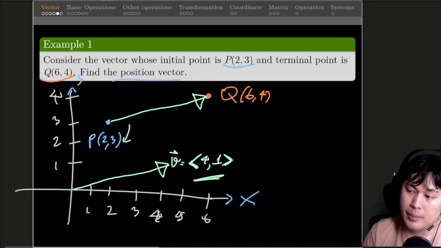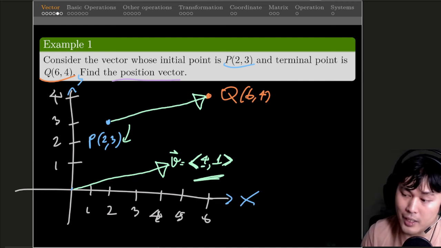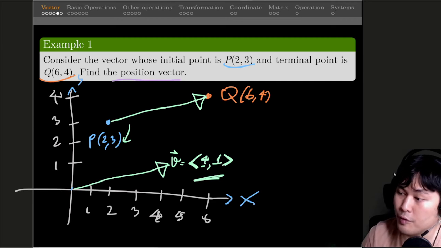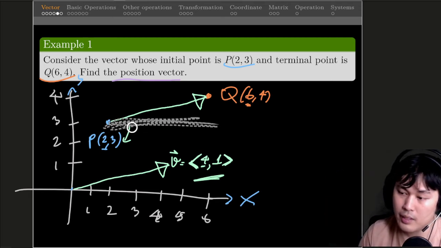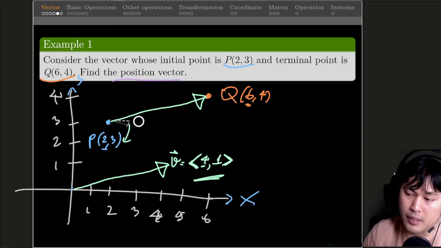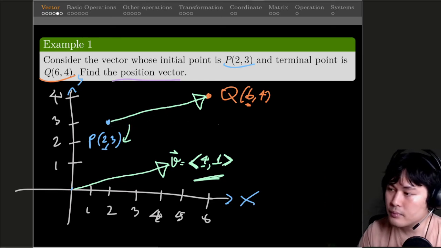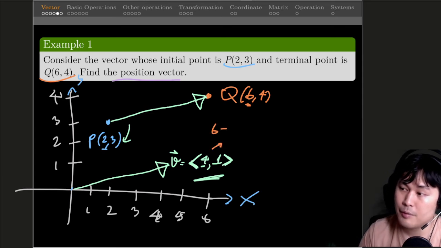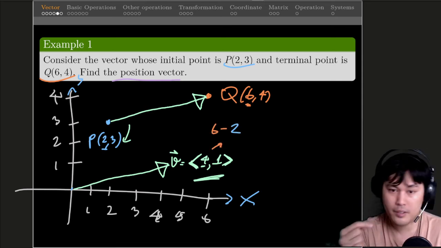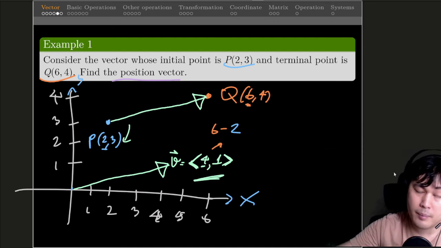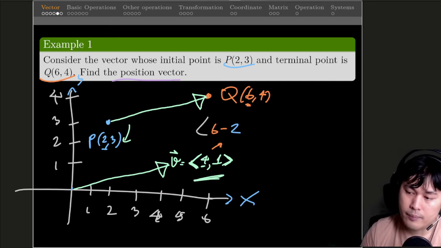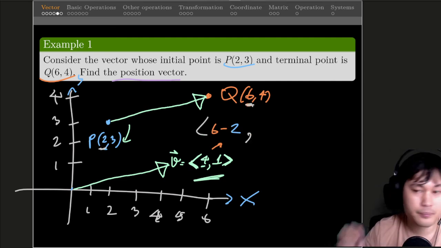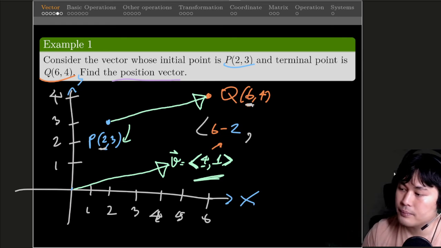But then if you ask how to compute, how did you get a 4 from the image? The 4 is from the first coordinate. If you move from 2 to 6, and then I ask you how many steps you move, you can see that 4 comes from 6 minus 2. Use the x coordinate of the terminal point, and subtract the x coordinate of the initial point.